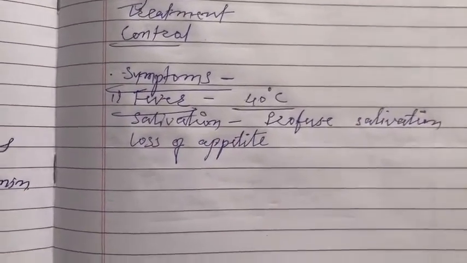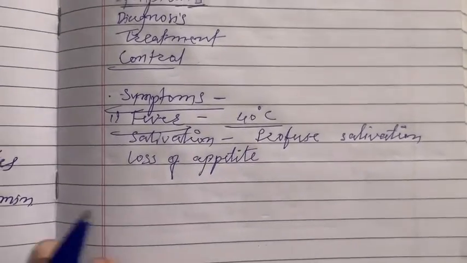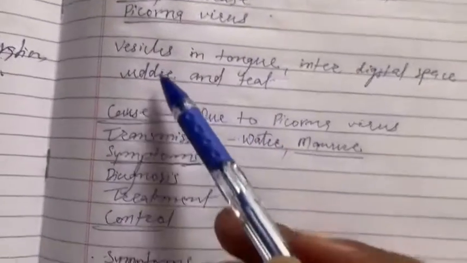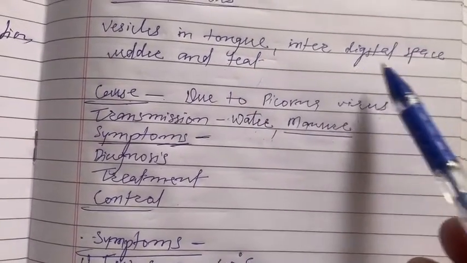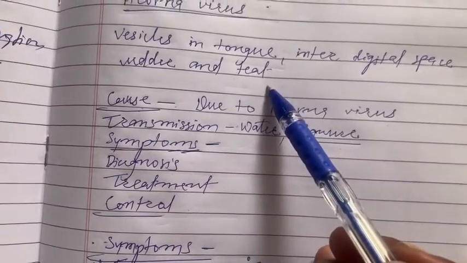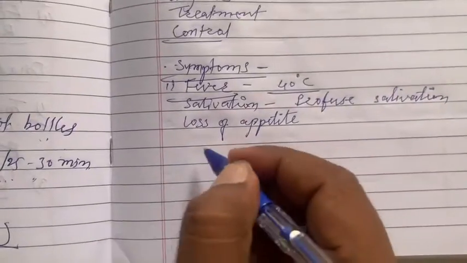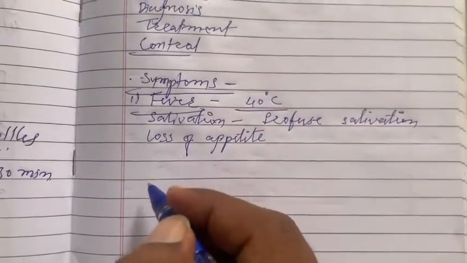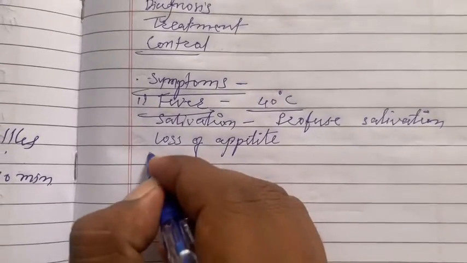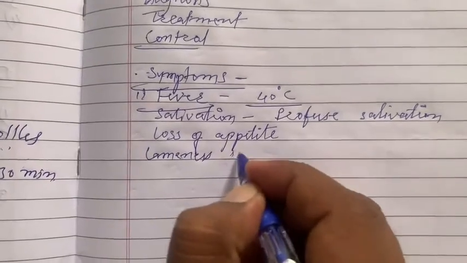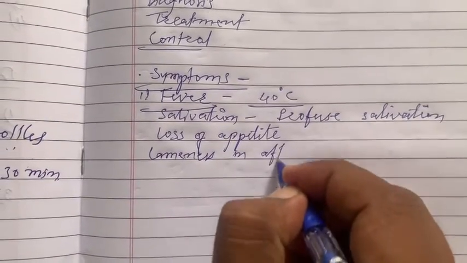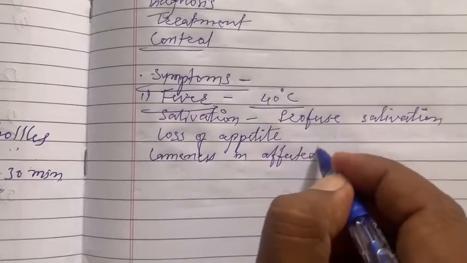And the important symptom which is observed in the infected animal is, as we have seen already, the vesicles in the tongue and the vesicles in interdigital spaces, like the udder and teat. So these vesicles are very important. Then the next symptom is lameness in the affected leg.